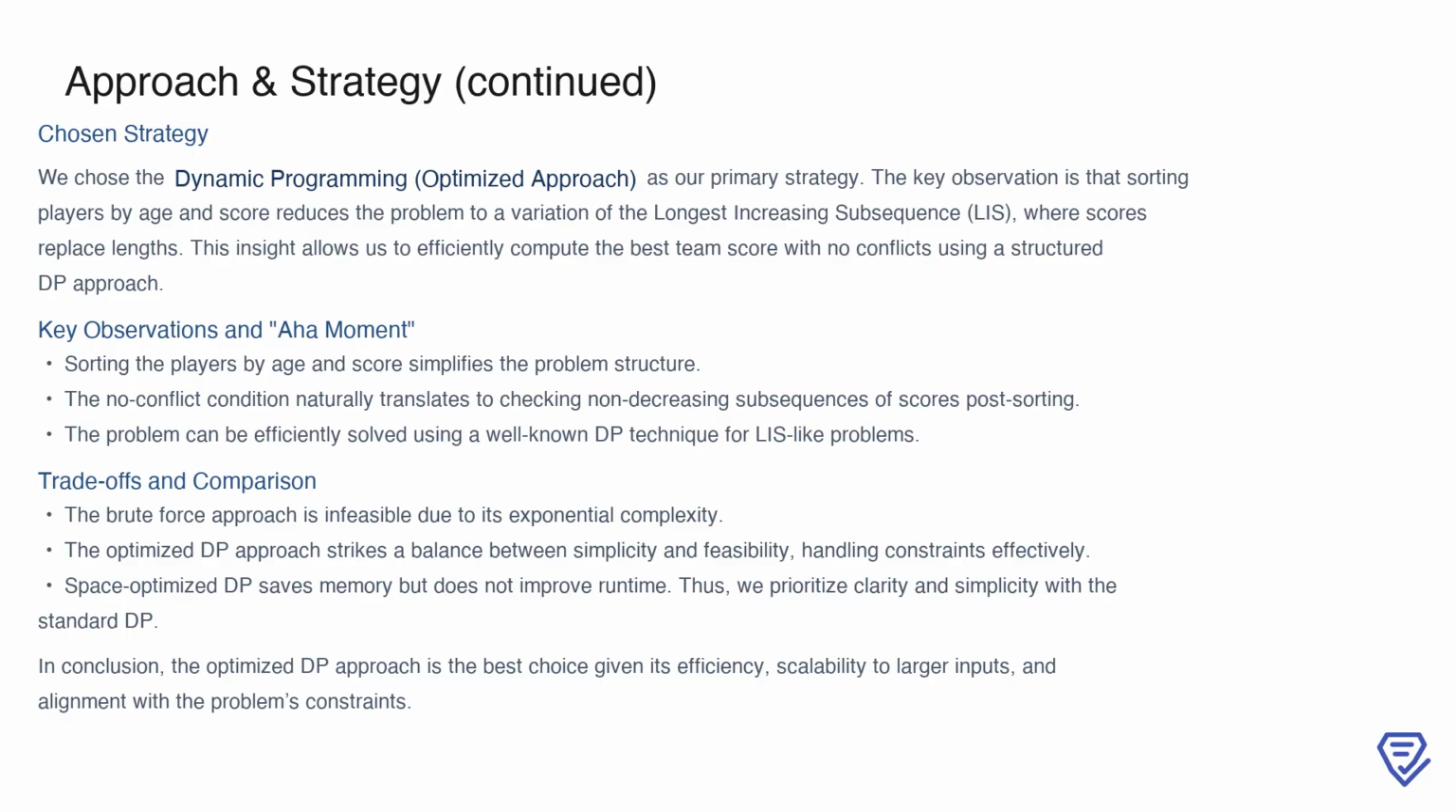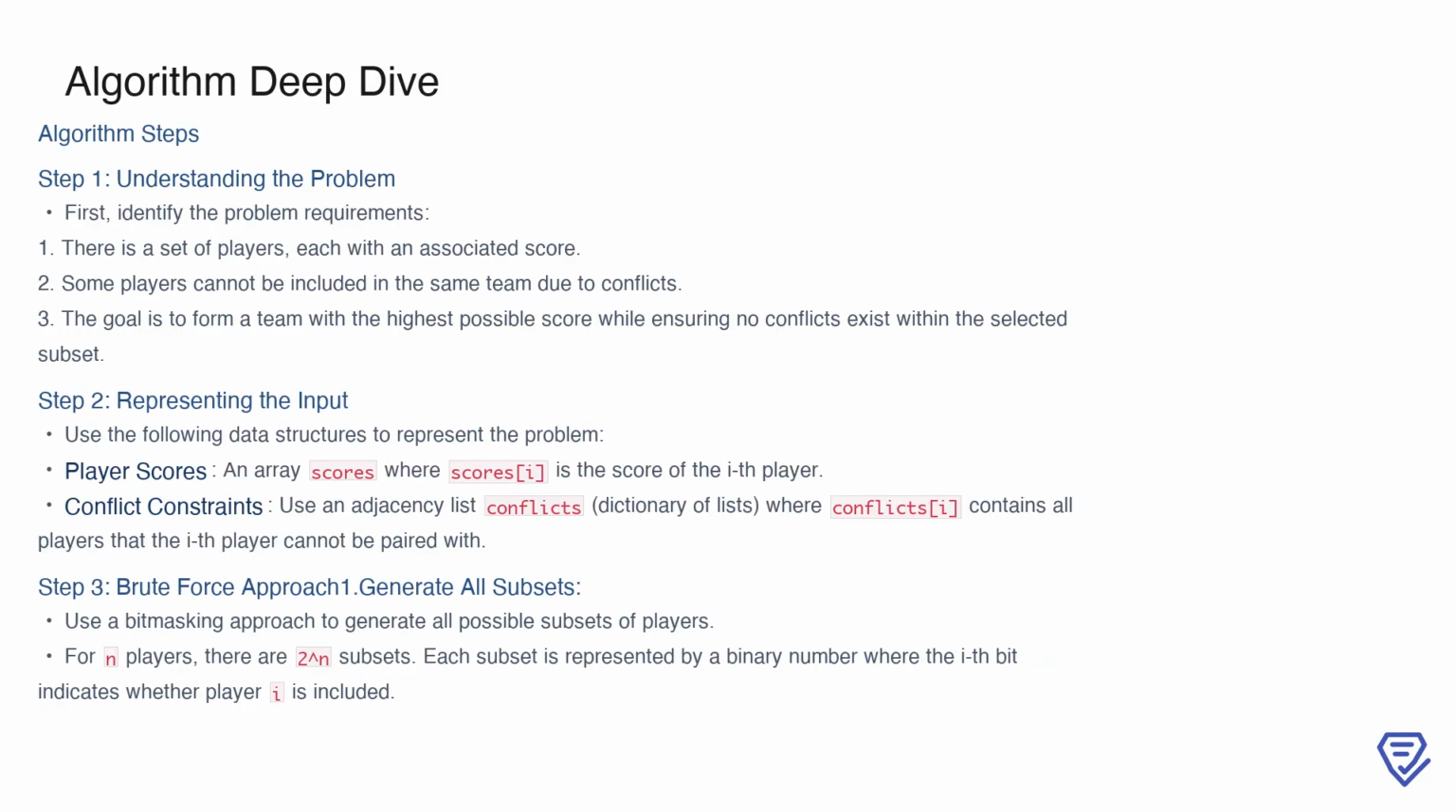To solve this problem, we first need to clearly understand the requirements. The task is to select a group of players such that their combined score is maximized, but we must also ensure there are no conflicts among the players in the team. Conflicts mean certain players cannot be on the same team, so we need to carefully respect these constraints.